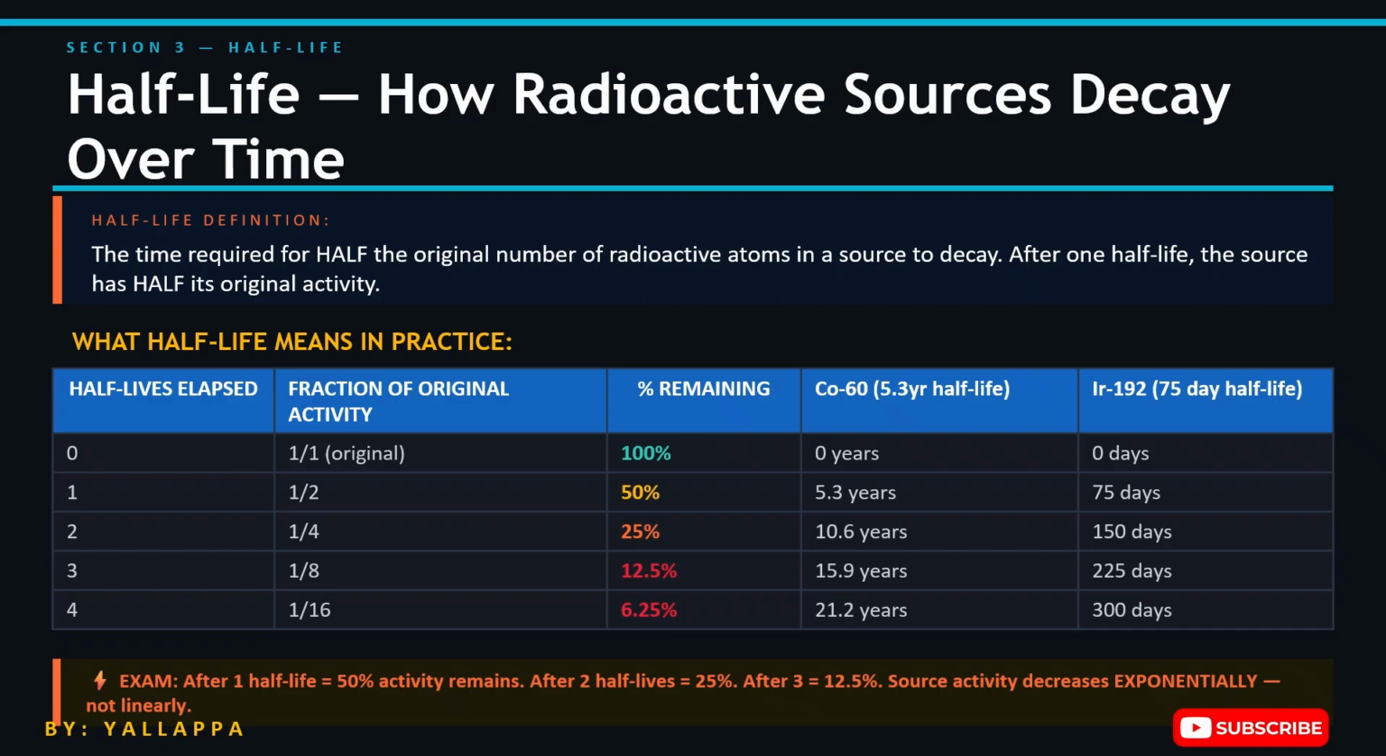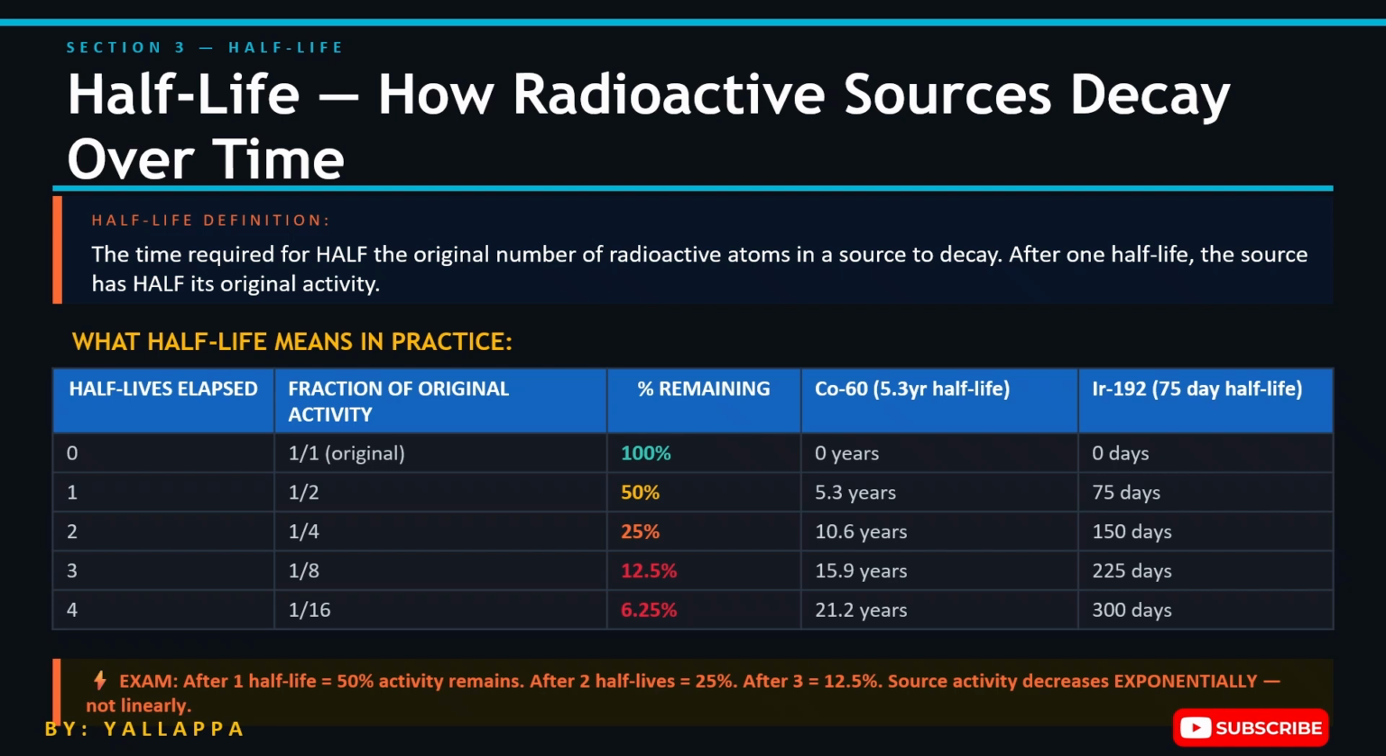Consider an industrial source such as iridium-192. Its half-life is approximately 75 days according to the presentation. That means the source does not simply lose an equal percentage every month. Instead, each successive half-life removes half of what remains. Cobalt-60 has a much longer half-life, approximately 5.3 years.